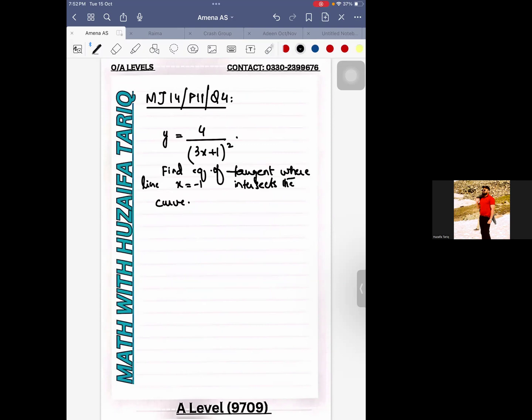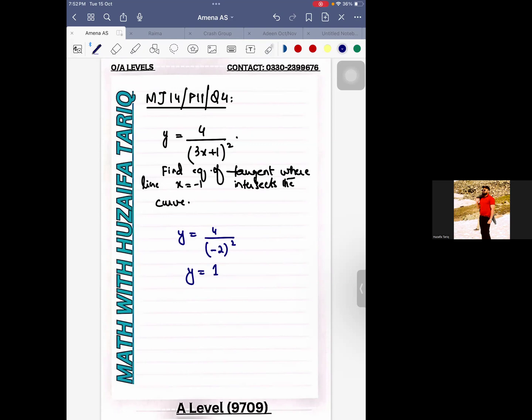Question number 3. So in question number 3, they ask you to find out the equation of tangent where x is equals -1. So as you know, we need the x coordinate and y coordinate as well. So just substitute the value of x in the main equation to get the answer of y or the y coordinate. So it will be 4 divided by (-3 plus 1 is -2) whole square, and the value of y is equals +1. That's the y coordinate, right?